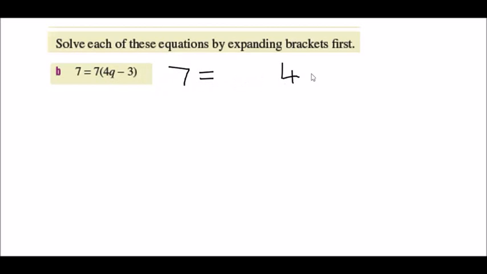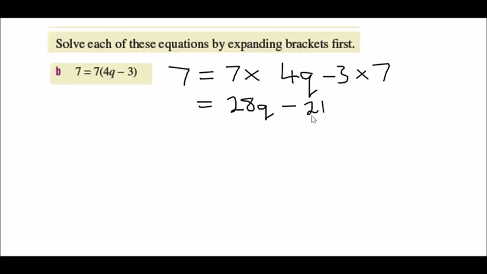So I'm going to write my 4q minus 3. I put my 7 times at the front and my times by 7 at the back. So now 7 times 4 is 28, and then I put the q after it. Okay, minus 3 times 7, which is 21. And don't forget my 7 at the front there.